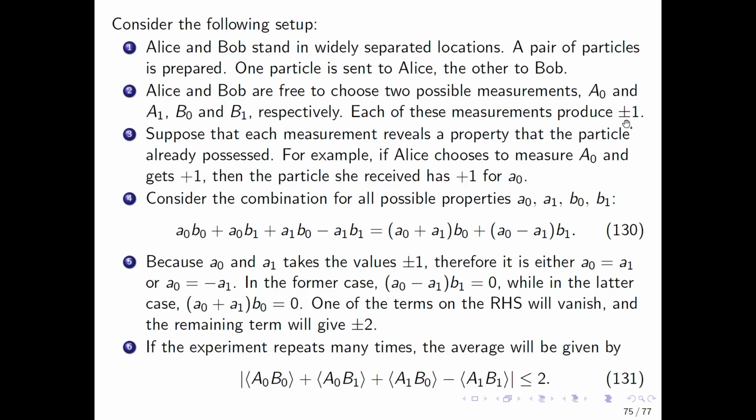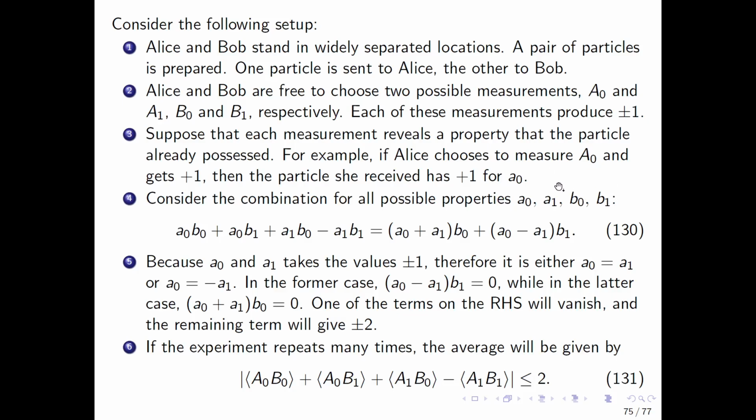So we also try to say that these measurements reveal a certain physical property that this particle already possesses, right? So then you can assign certain values, +1 or -1, to the measurement results, which are written as small a0, small a1, small b0, and small b1.